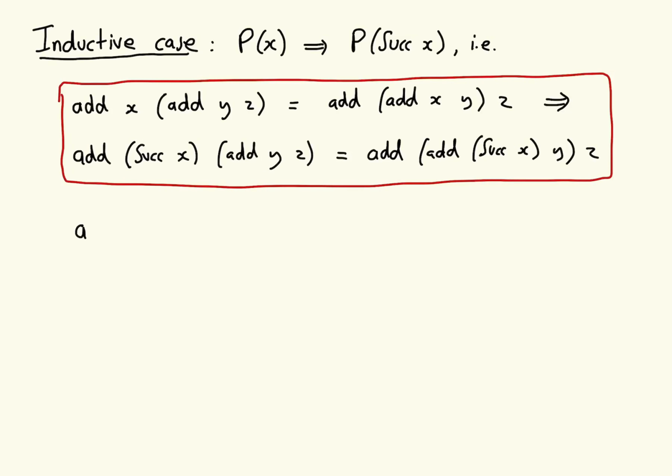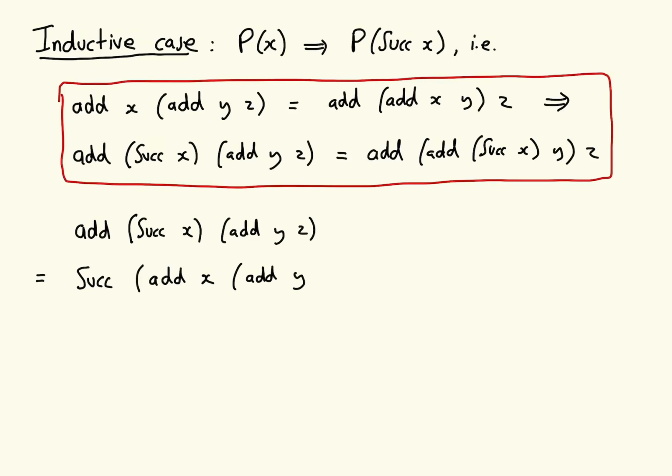So we've got add of successor of x, and then add y, z. This time around, I've not really got enough space to write in the hints, so I'm not going to do that, but I'll tell you what the hints are. What are we going to do this time around? Well, we've got add of successor of something, so we can simply apply the definition of addition. If we apply the definition for addition, what we're going to get in this case is successor of add x and then add y and z. I've just applied the definition to move the successor constructor to the outer point.